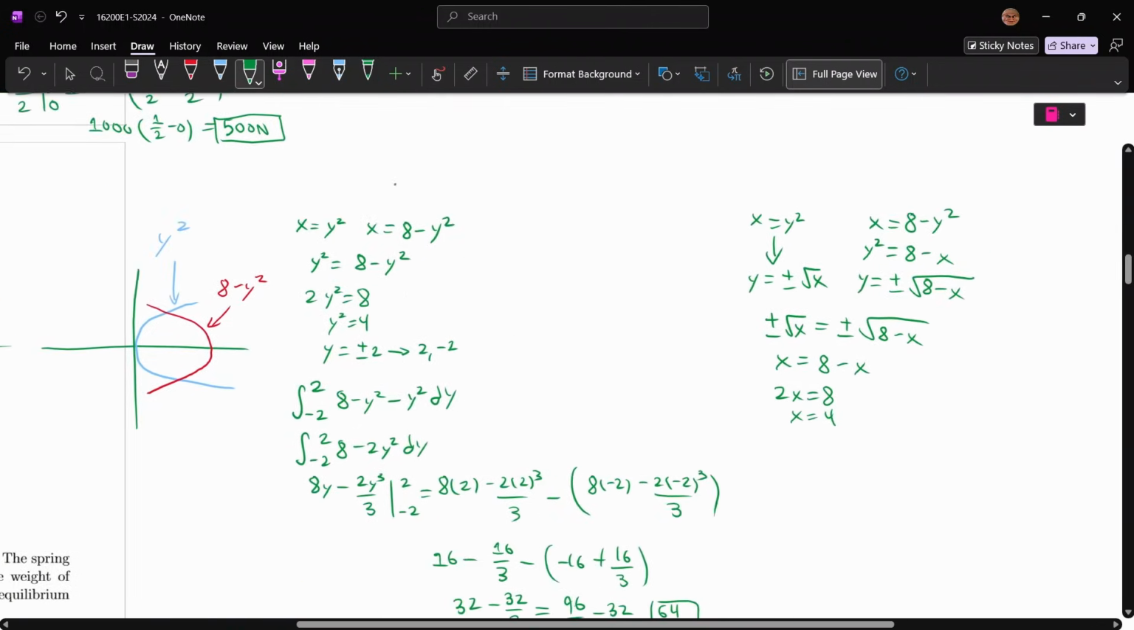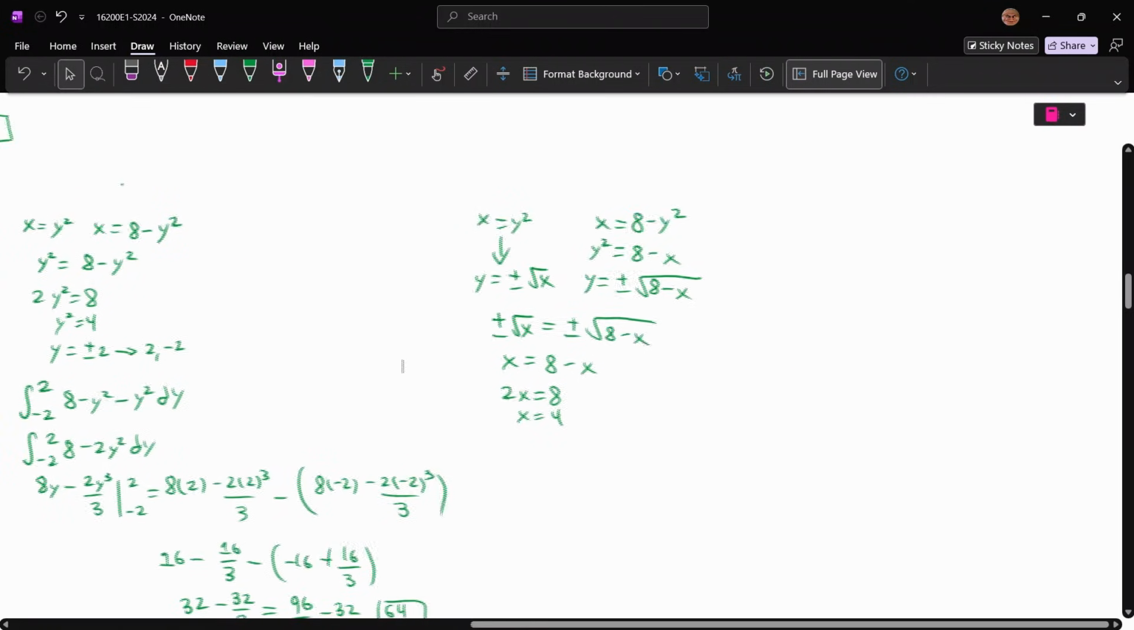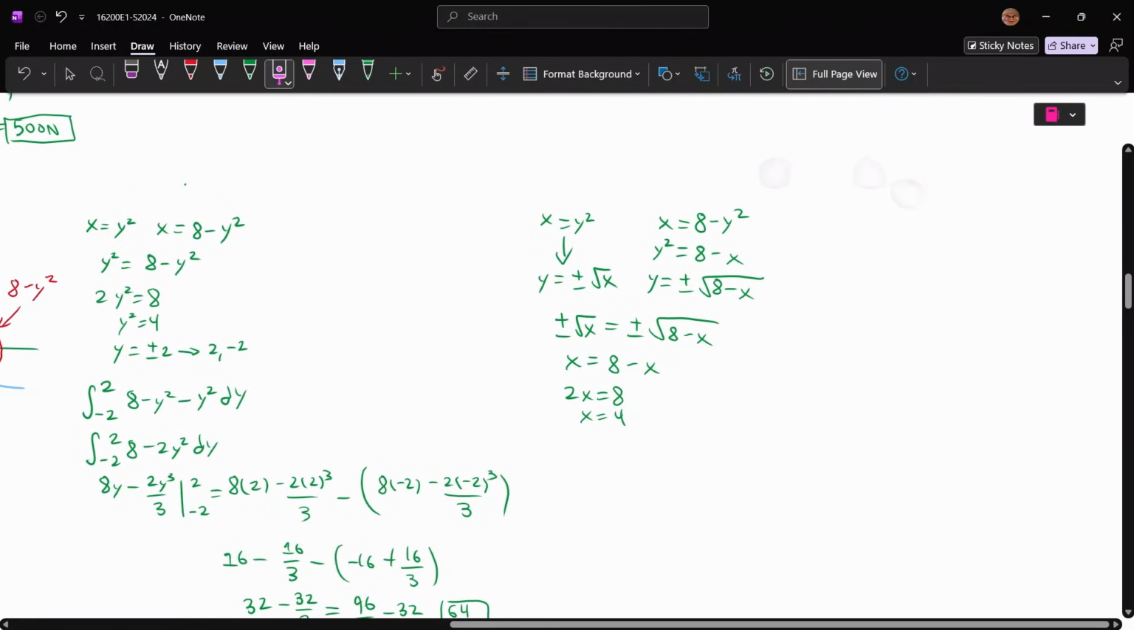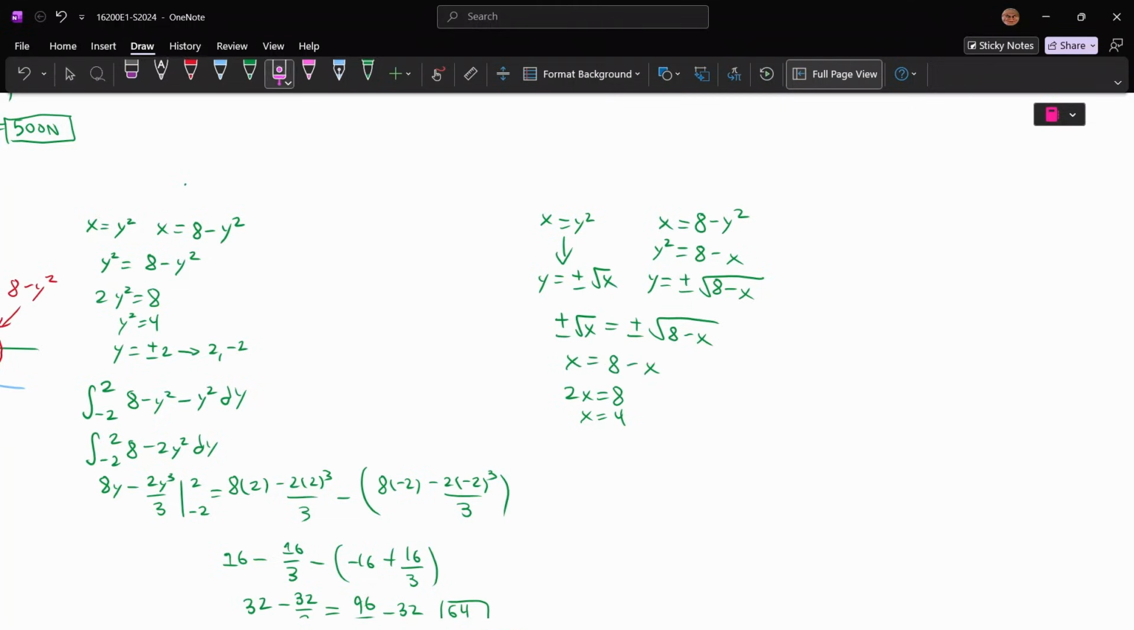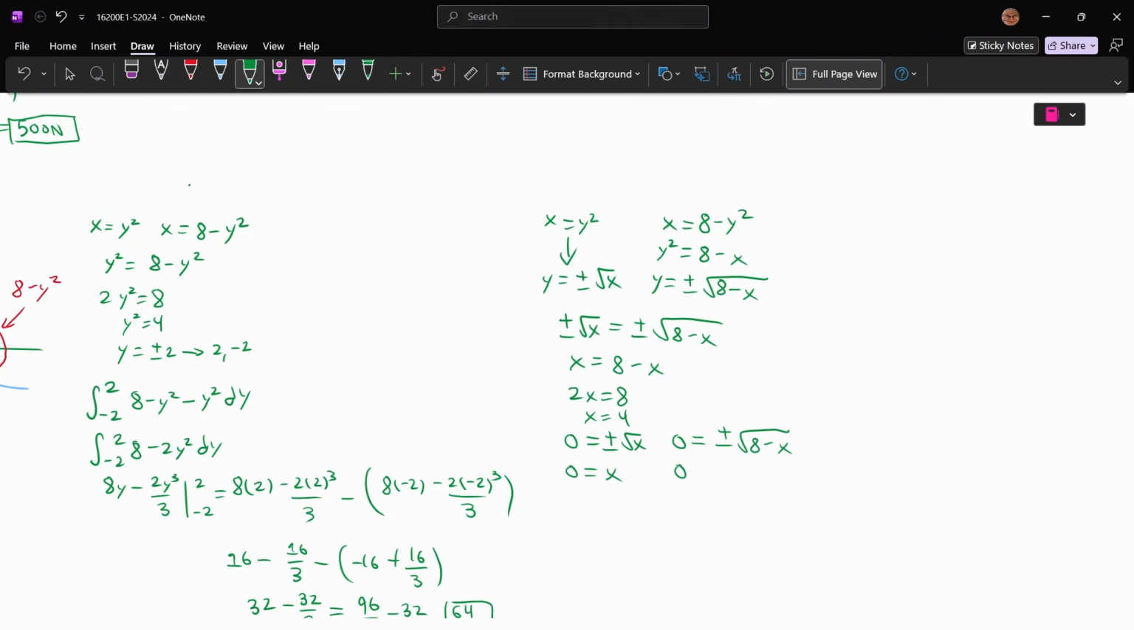The next thing we need to figure out is where these two functions are equal to 0, so being along the x-axis. That's pretty simple. For the first function, it's obvious that that's going to be 0. And in this case, it's going to be 8, because when you set these two functions equal to 0, you end up with 0 equals plus or minus the square root of x, and 0 equals plus or minus the square root of 8 minus x. So when you simplify this, you just end up with 0 equals x, and 0 equals 8 minus x, so x would be equal to 8.